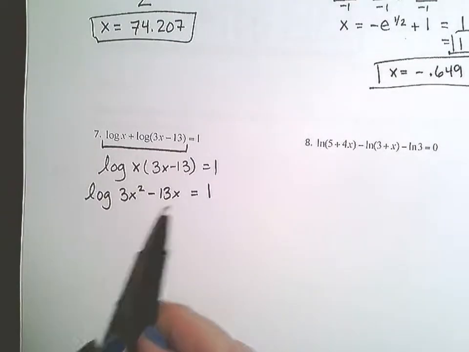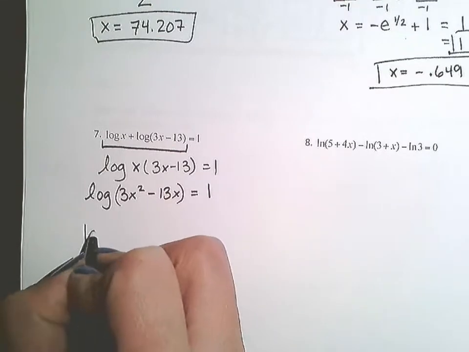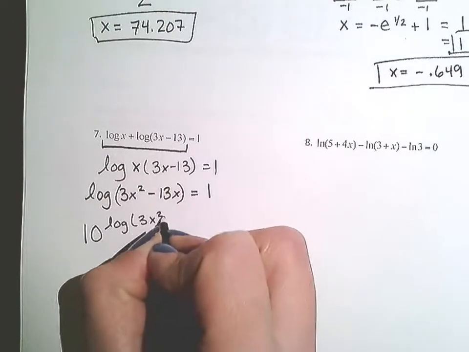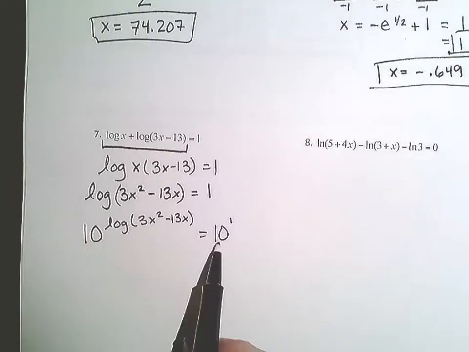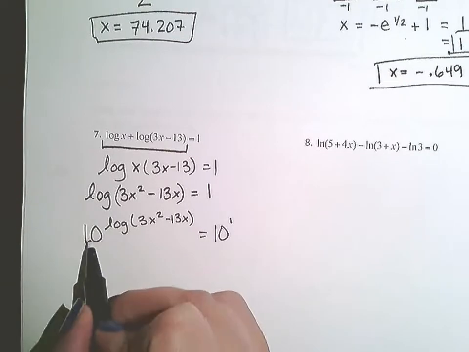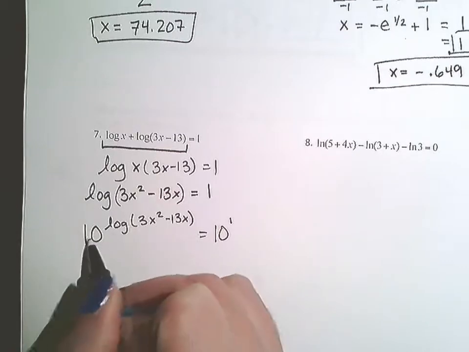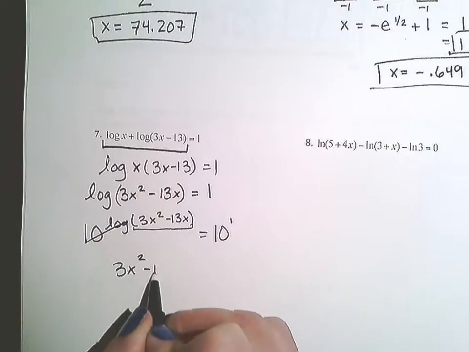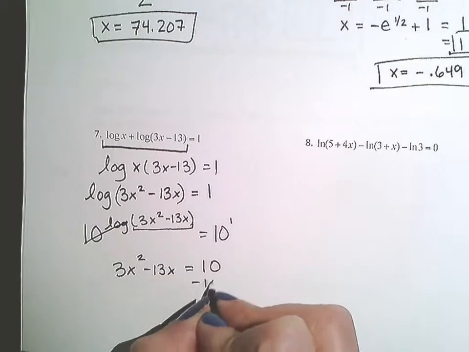So what is the base of this log? The base of this log is 10, so I'm literally going to use that as the base of my exponential. So 10 raised to this whole entire thing equals 10 raised to 1. Remember, what you do on one side, you have to do on the other side, or else you're changing the whole entire equation. So because this is 10 raised to log base 10, the answer to this side of the equation is just whatever your k value is, which is 3x squared minus 13x. And that equals 10 to the 1, which is just 10. And now you solve it.